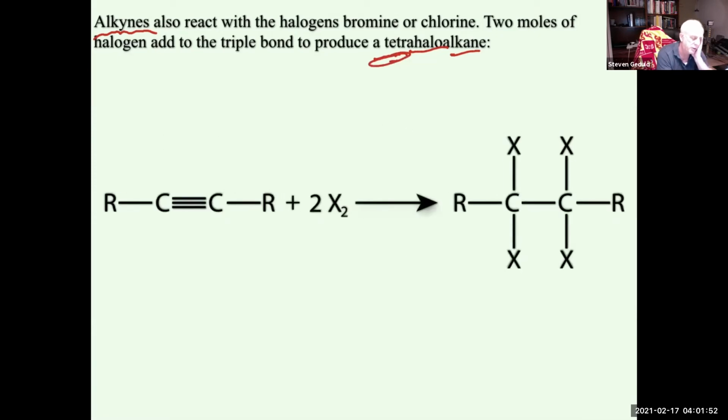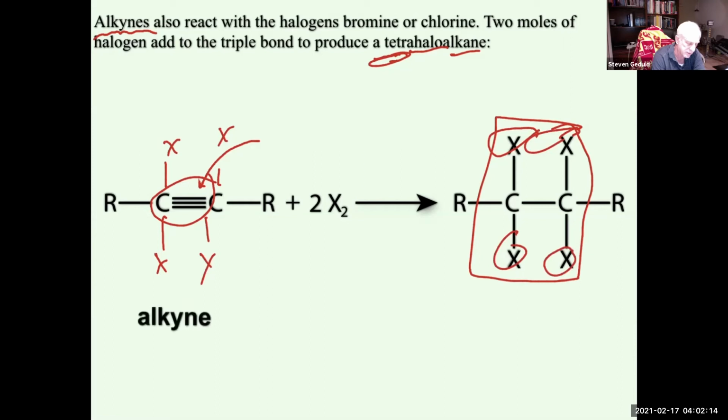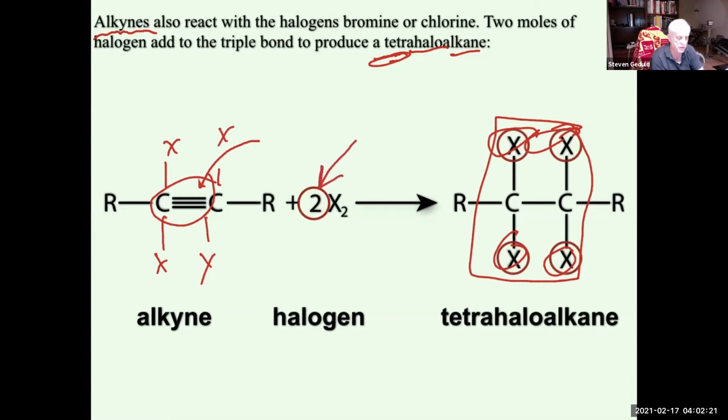Okay, so here's your triple bond. The first bond opens up, and you get an X and an X. That gives you a double bond. The double bond opens up, so you get an X and an X, and that's what you get here. That's what you get for each multiple bond. The first set adds across, then the second set adds across. So an alkyne plus halogen goes to an alkene, and it takes double the amount it does for a double bond because it is a triple bond. It's an alkyne.